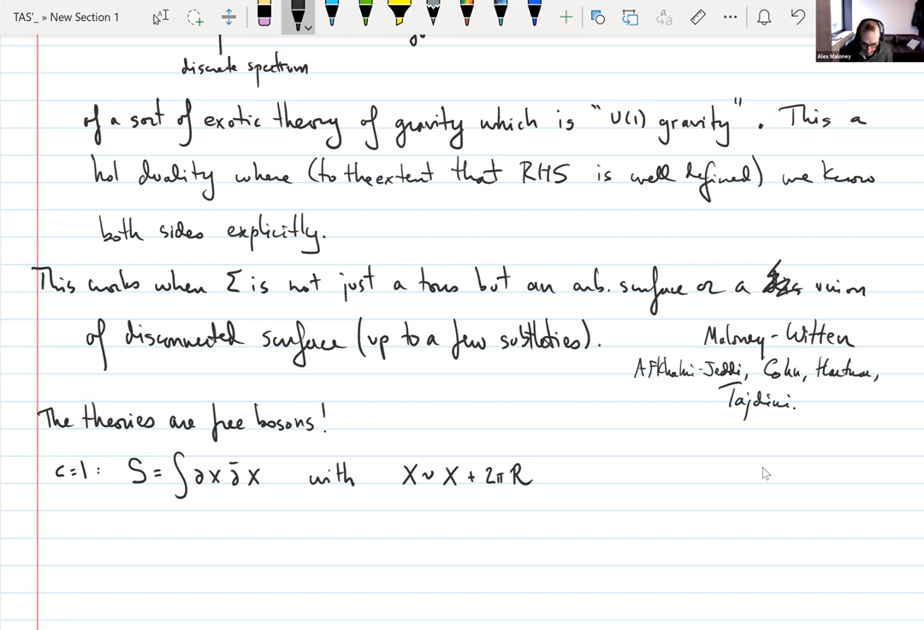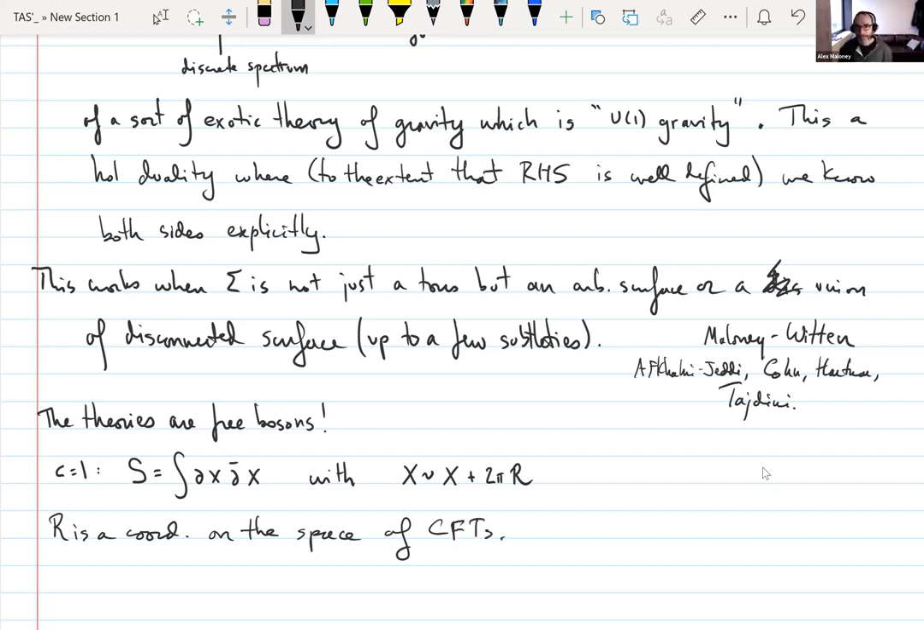So in particular, this is the c equals 1 example. It's the simplest possible theory. And the space of such theories is a manifold parameterized by the radius r. So in particular, r is a coordinate on this space of CFTs with central charge 1.